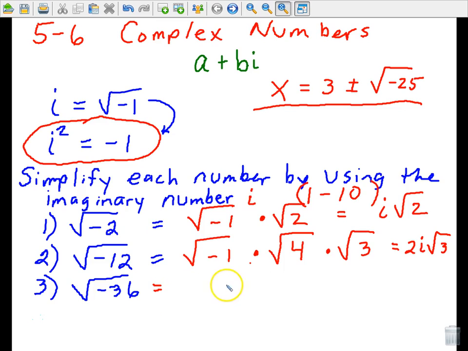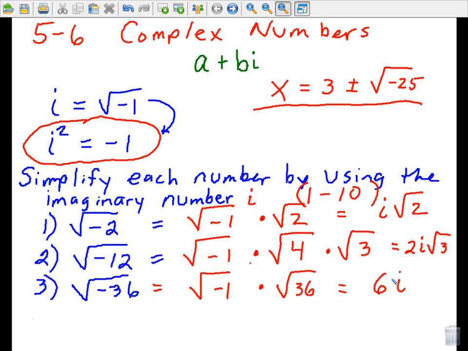Anybody want to try number 3? Okay, Thomas? Would it be the square root of -1 times the square root of 9 times the square root of 4? Okay, now you could break that up into 2 different radical factors, but as it turns out, 36 is already a perfect square. So you really don't have to break it up into 2 radical factors. What is the square root of 36? 6. Okay, so put that all together, Thomas, as a final answer, and you would have 6i. And very good.